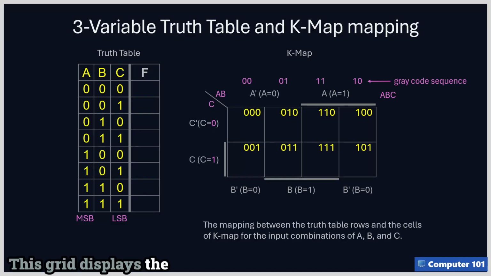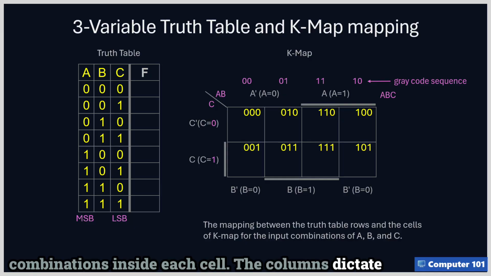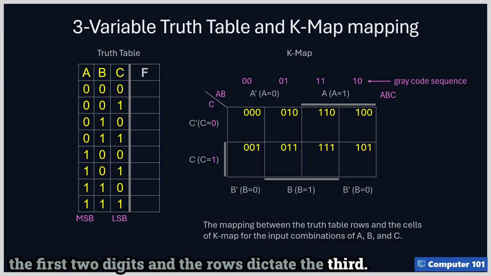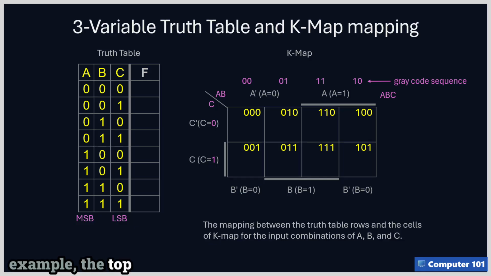This grid displays the exact binary input combinations inside each cell. The columns dictate the first two digits, and the rows dictate the third. For example, the top left cell intersects at A equals 0, B equals 0, and C equals 0, giving us the combination 0, 0, 0.